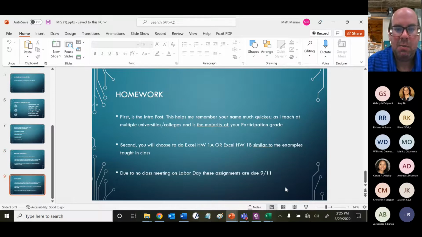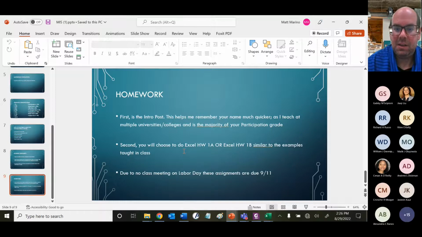So like I said, there's 2 homework assignments after this course meeting. The first one is that intro post. It just helps me know who you are. My other class, web development apps, is basically everybody I've had before, so I don't do that in that course. I teach in multiple universities and colleges, which is another reason. And like I said, this is 50 points towards the participation grade. In the past, it didn't really count too much because it was just thrown in with the other assignments.